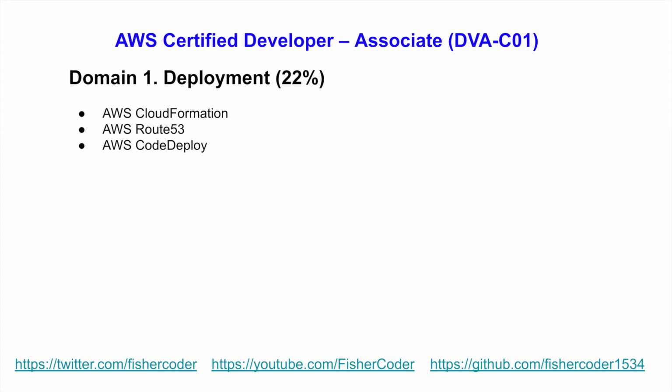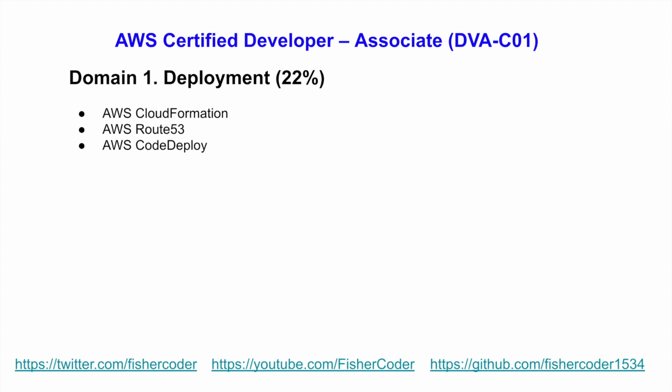CodeDeploy, of course. For example, you need to understand what's the right sequence of hooks during a deployment that could be called. There are 4 hooks. The right sequence is ApplicationStop, then BeforeInstall, then AfterInstall, then ApplicationStart. These are things that you need to understand.